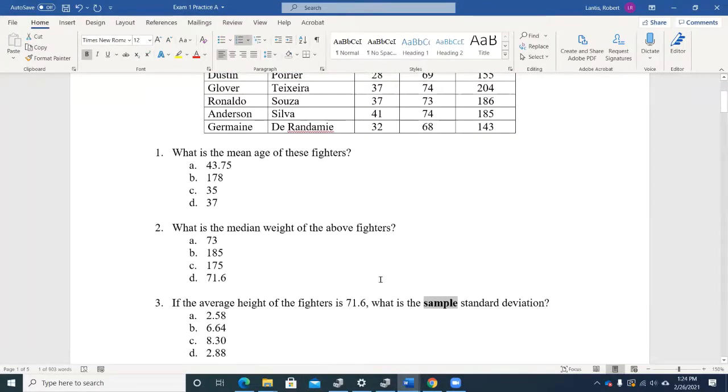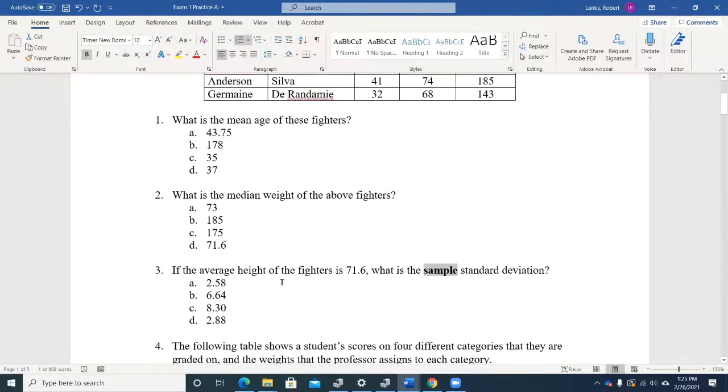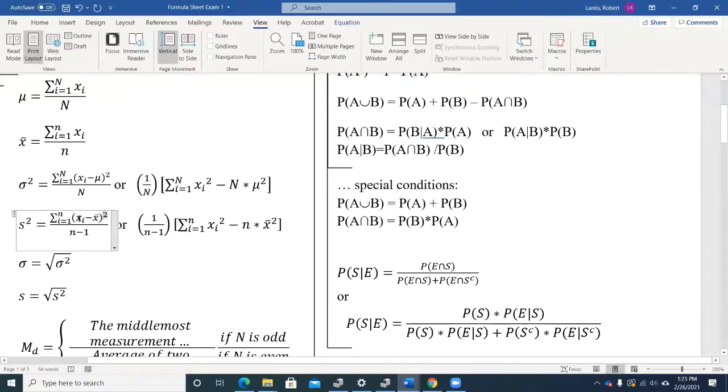Once I have that numerator, I'll do it real quick so we can put a number to it. So we've got 69 minus 71.6 squared plus 74 minus, is it 71.6? Yeah, squared plus 73 minus 71.6 squared plus 71.6 squared. What's the last one? 68. So our numerator, if I entered everything correctly in my calculator, should be 33.2. I just calculated the sum of all those deviations squared, and I get 33.2.